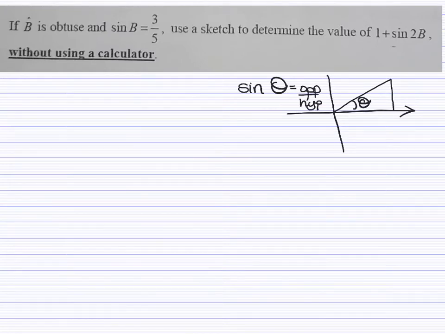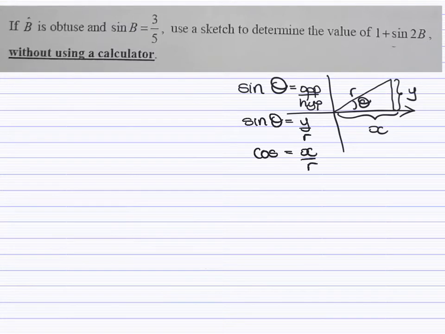The opposite side, what side is this? This would be y. The adjacent side, this would relate to x. Then the hypotenuse, that is r. Sine theta can therefore be written as y over r, and cos theta can be written as x over r, because that's your adjacent over your hypotenuse.